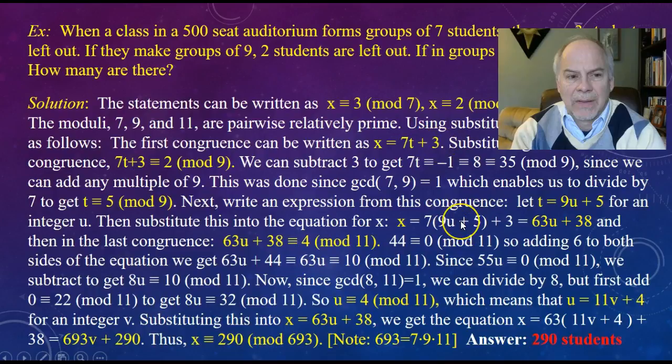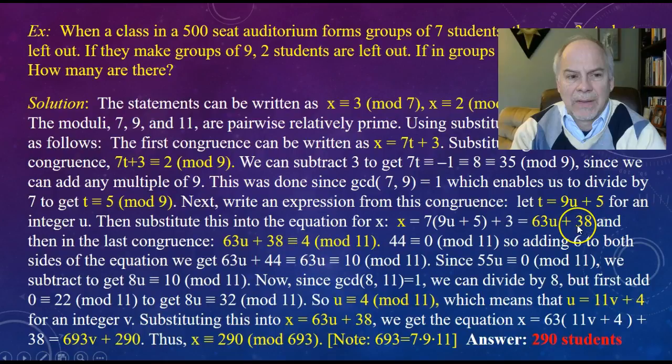And what we're trying to do is basically get rid of the t variable so we don't need it anymore. So since t is equal to 9u plus 5, I substitute 9u plus 5 for t into this equation up here, and I get x equals 7 times (9u plus 5) plus 3. And if you distribute and add the 3, you get 63u plus 38.